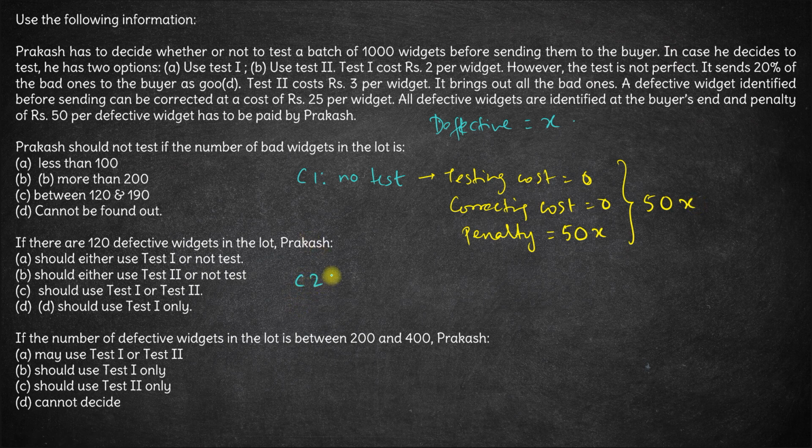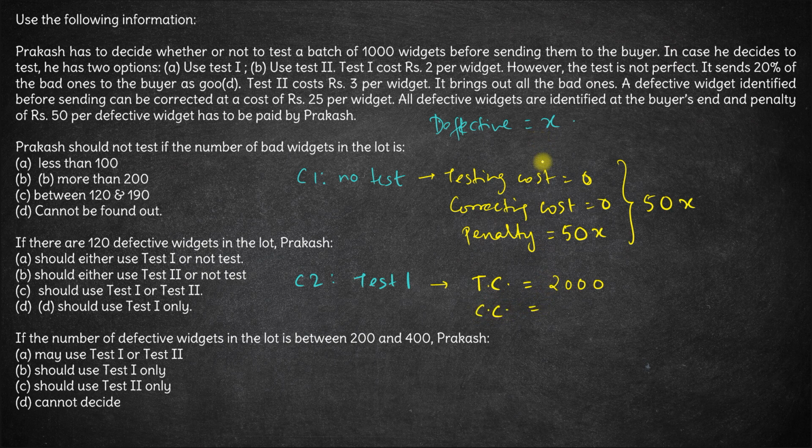Now case 2, when he is using test 1. If he is using test 1, the testing cost is 2 rupees per widget and there are a total of 1000 widgets, right? So the testing cost will be 2 into 1000. Obviously he will have to test all the widgets whether they are defective or not. Now after that, the correction cost.